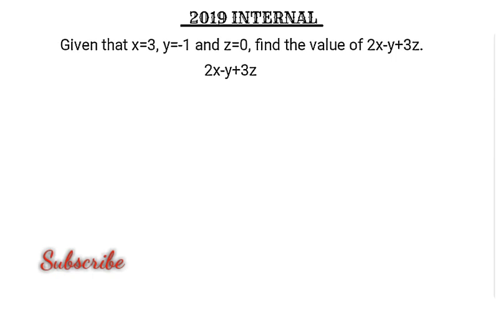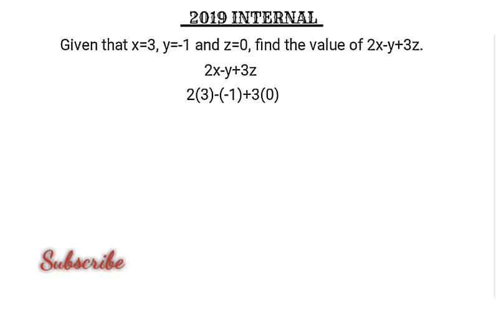Okay, that's the expression. So I will write 2, then I'm going to replace x by its value, which is 3, so I'm going to multiply 2 by 3, and then I'm going to write minus, then the value of y is -1, then plus 3, and then the value of z is 0. Now I'm going to start working out these expressions.